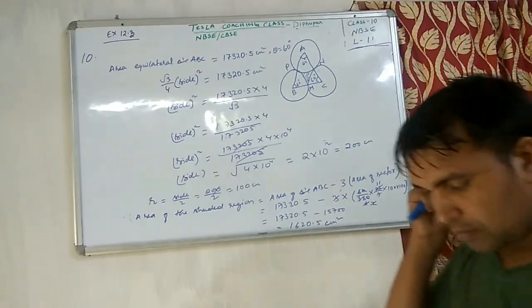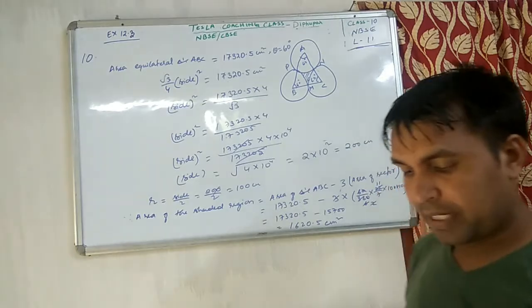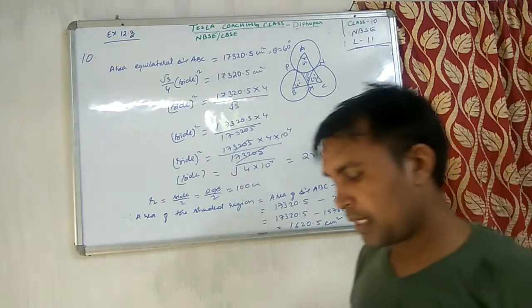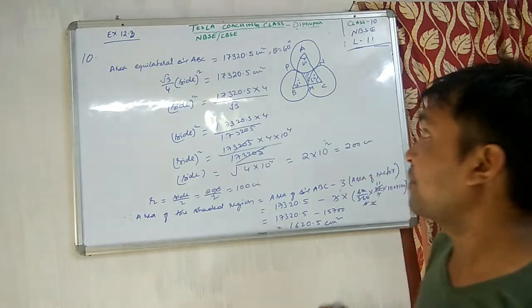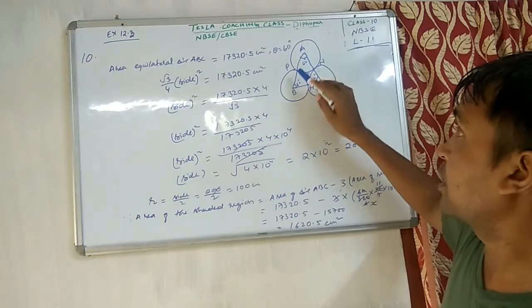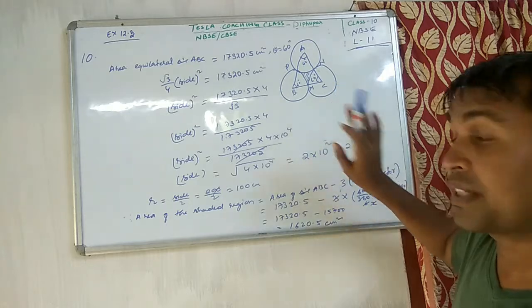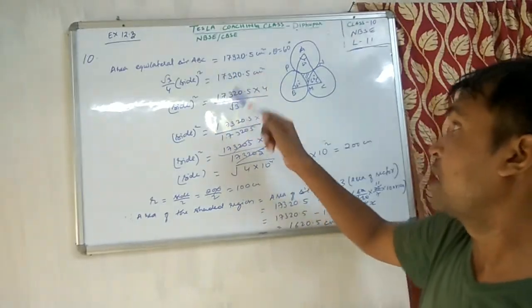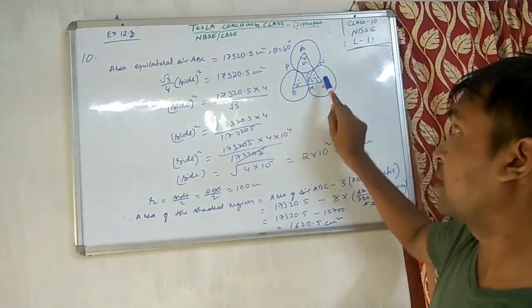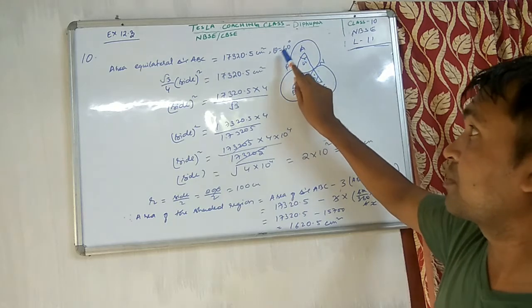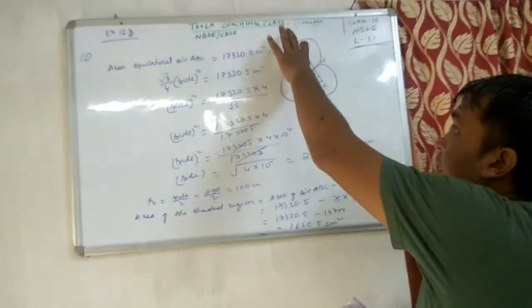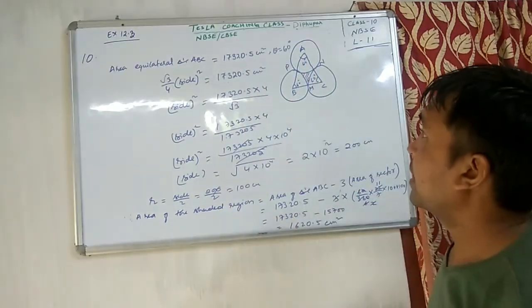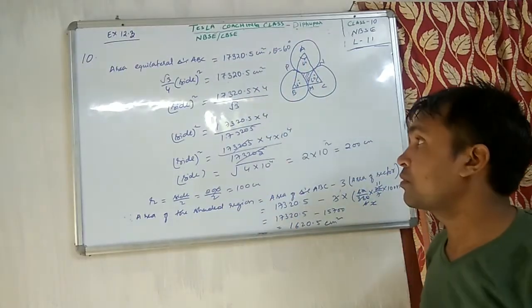Okay, so question number 10. It is said the area of equilateral triangle ABC is 17,320.5 centimeter square. So this is equilateral triangle ABC, and the area is given in the question. Since it is an equilateral triangle, all the angles will be 60 degrees, so theta equals 60 degrees. They have not given the values of sides AB, BC and AC, so we are going to find them out.